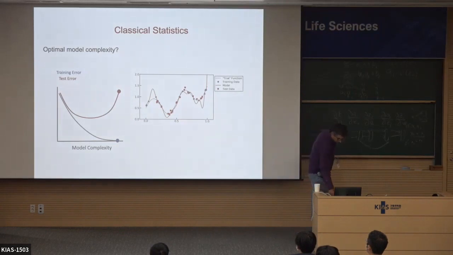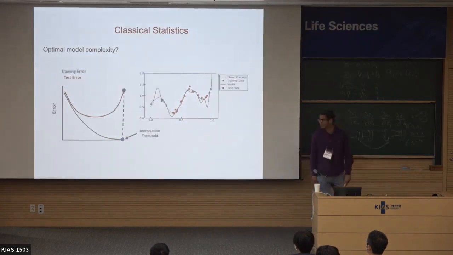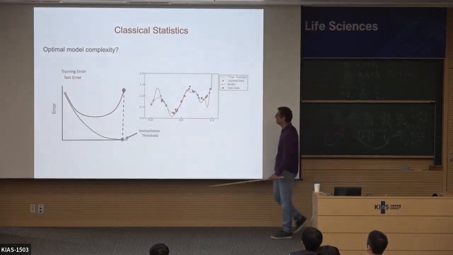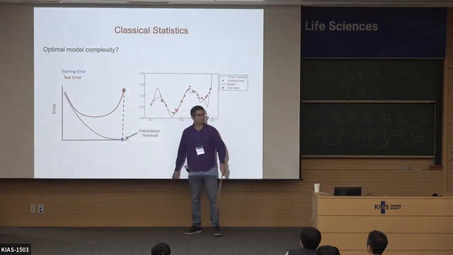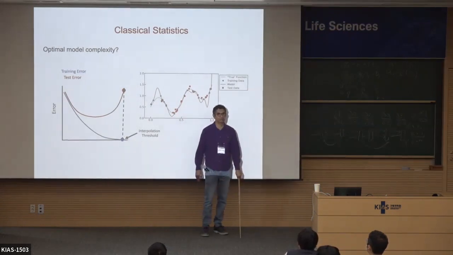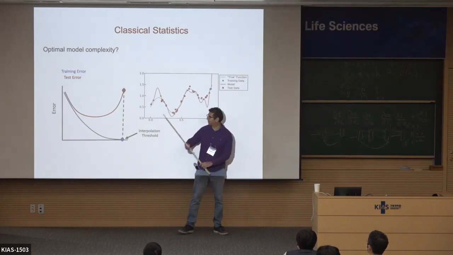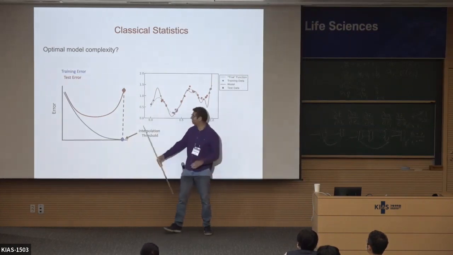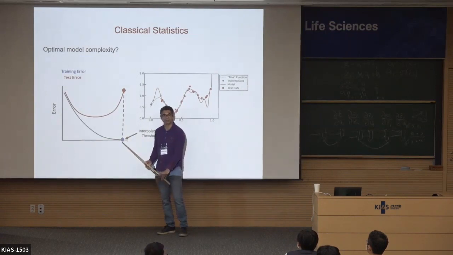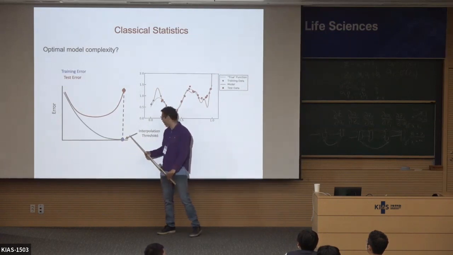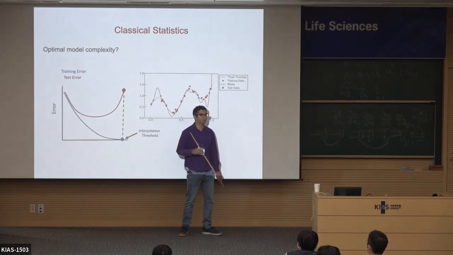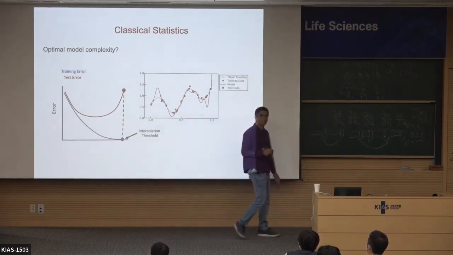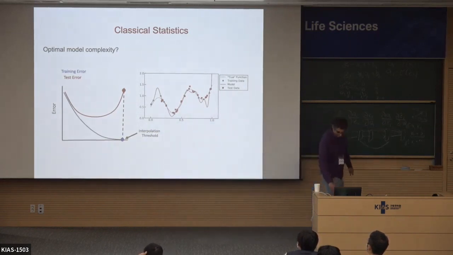So this point where the training error goes to zero is going to play a central role in everything I tell you. All right? So at some point, there's going to be a point where the model is so complicated I can get zero training error. And we're going to call that the interpolation threshold.